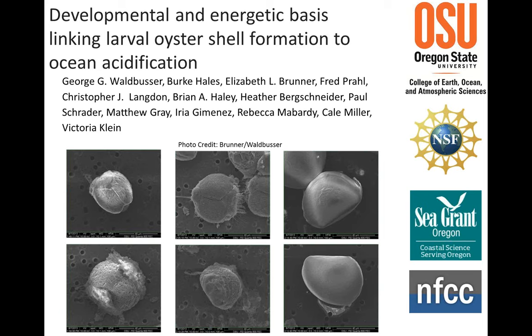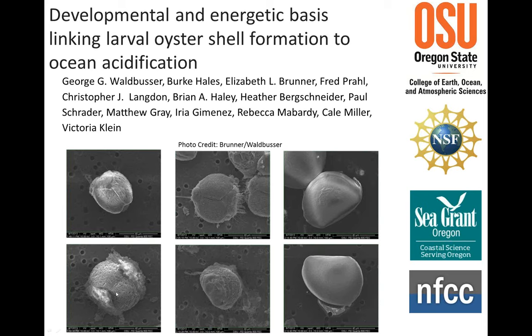Okay, so I'm going to talk a bit about the work we've been doing here on the West Coast, particularly with larval oysters and shell formation, and there's a lot of people that have contributed to this work. You see their names listed here. I'm not going to run through all those. And this work's been supported in large part by the National Science Foundation and Oregon Sea Grant and the National Fisheries Conservation Center.